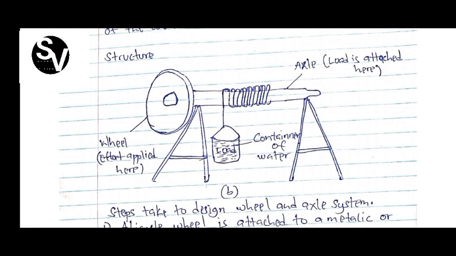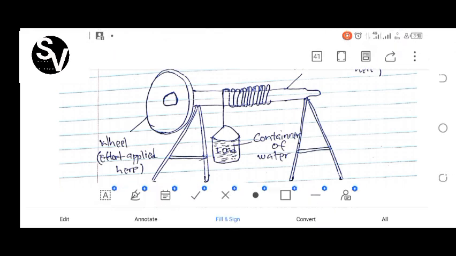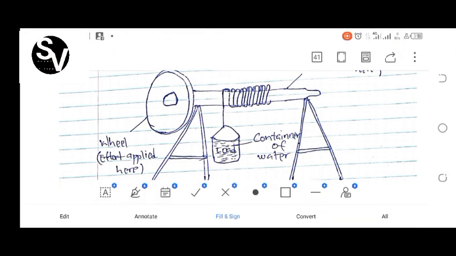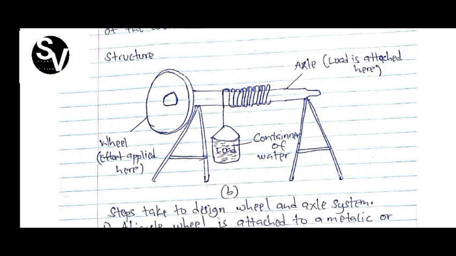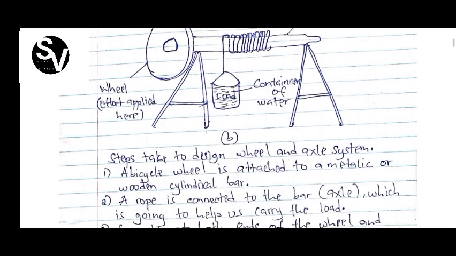This is the wheel. We are having a wheel there. Then also we are having the axle. Then the load is going to be in the middle. That is the diagram I wanted.